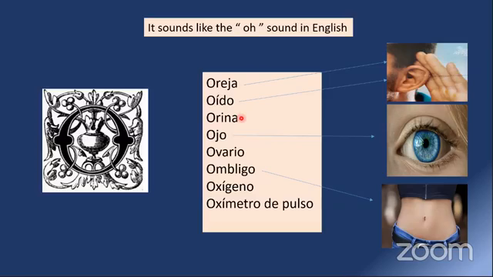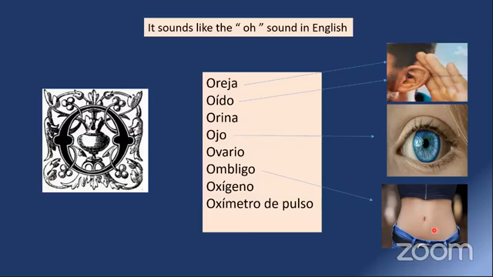Orina is the urine. Ojo is everything. It's the eyelid, the eyelashes, the conjunctiva, the cornea, the iris. Remember that we learned iris. The iris is the blue color, but ojo is everything. The plural, because we have two, is ojos. Ovario. What's ovario? It's the ovary, and the plural is ovarios. And ombligo. What's ombligo? Ombligo is just this thing here. It's the belly button.